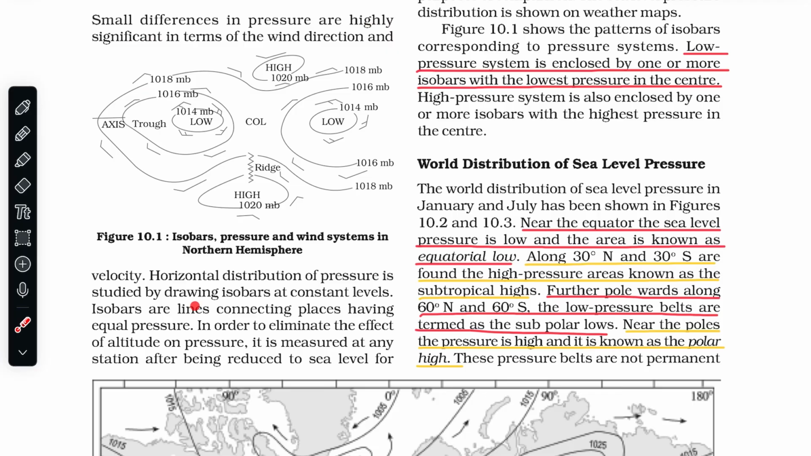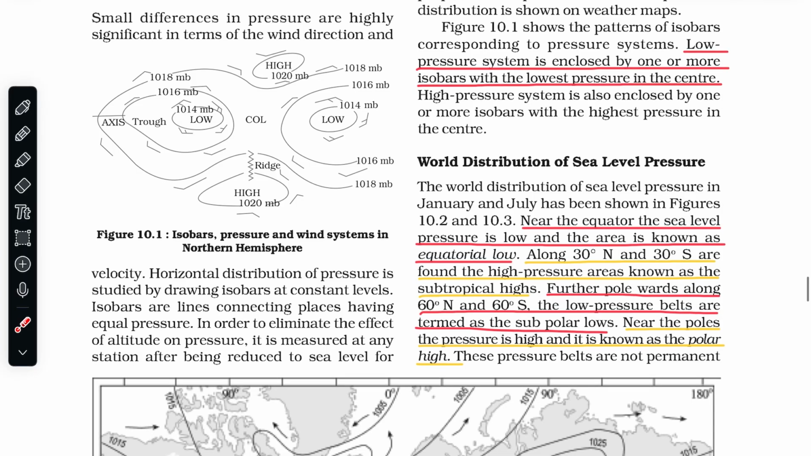Horizontal distribution of pressure is studied by drawing isobars at constant levels. Isobars are lines connecting places having equal pressure. In order to eliminate the effect of altitude on pressure, it is measured at a station after being reduced to sea level for purposes of comparison. The sea level pressure distribution is shown on the weather maps.